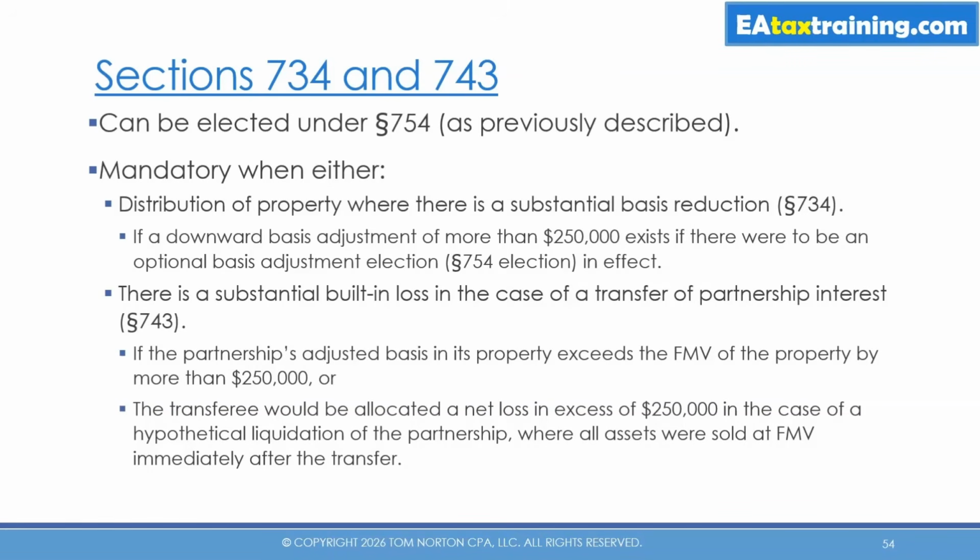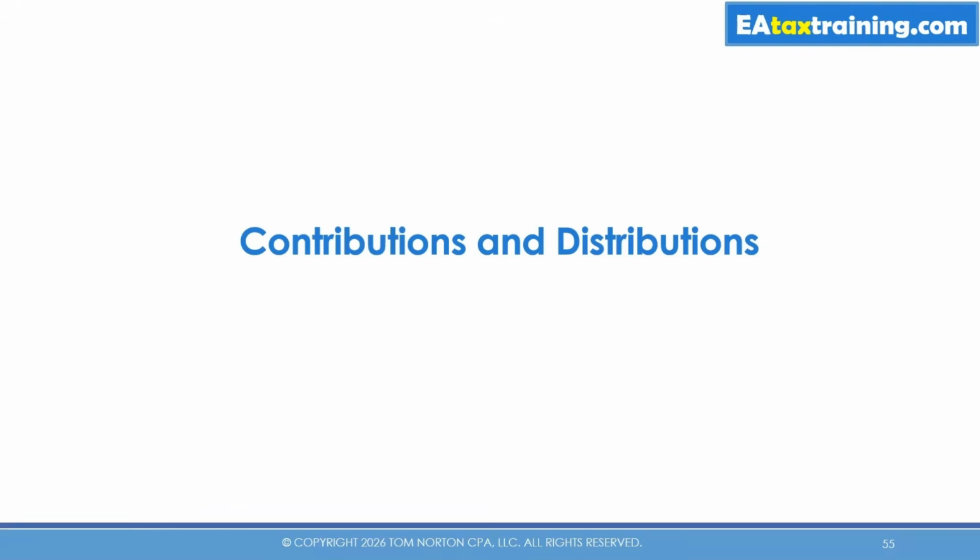It is not an election. Similarly, if you have a greater than $250,000 downward adjustment in basis and there is a sale of a partnership interest, then you also have to do this. So just remember, if it's downward, so fair market value is lower than basis and it's more than $250,000, then this is no longer an election. It is mandatory.